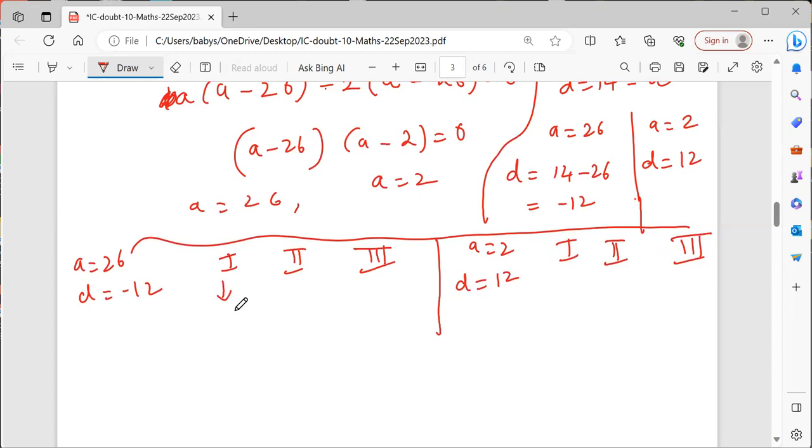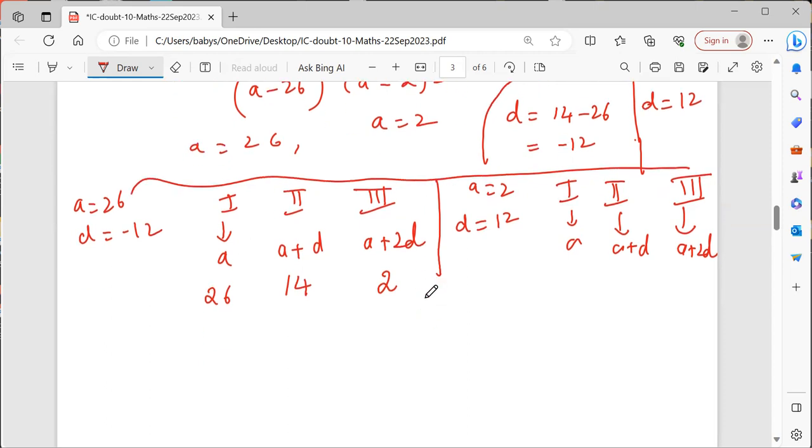So first term is a, isn't it? Second term is a plus d. Third term is a plus 2d. I'll just write it once and then we will substitute. What is a in the first case? 26. So 26 minus 12, which will be 14. And 14 minus 12 is 2. In the second case, when it's an increasing AP, what is a? 2. And 2 plus 12 is 14. And 14 plus 12 is 26.